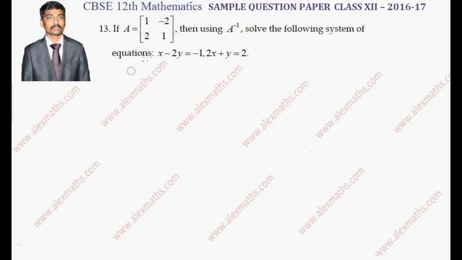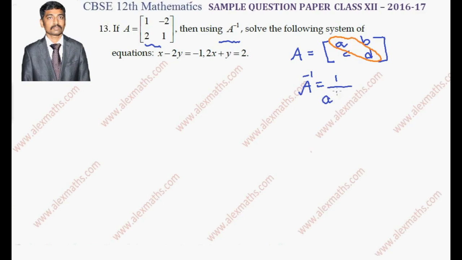If matrix A is 1 minus 2, 2, 1, using A inverse, solve the equation. We have a shortcut method for finding A inverse for a 2 by 2 matrix. Suppose the matrix A is A, B, C, D. If I want to find A inverse, take the determinant value, 1 by, what is the determinant value for this matrix? AD minus BC. So that will come here, AD minus BC. Then open a matrix, these two diagonal elements you interchange, and the other two elements just change the sign. This is the shortcut method.